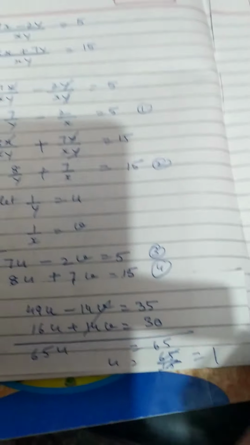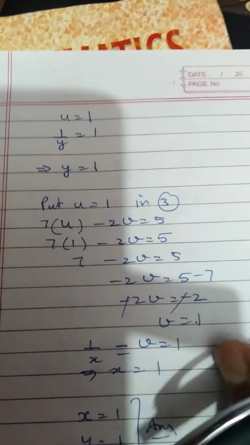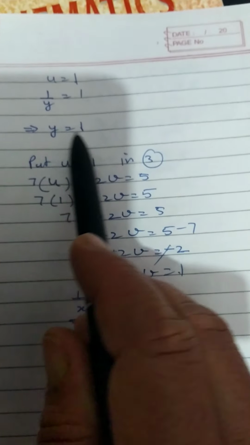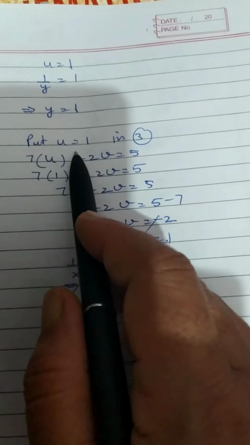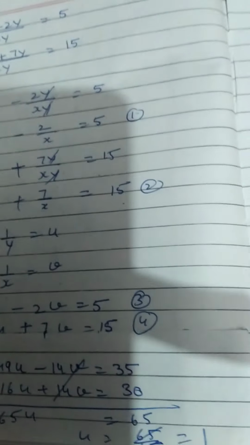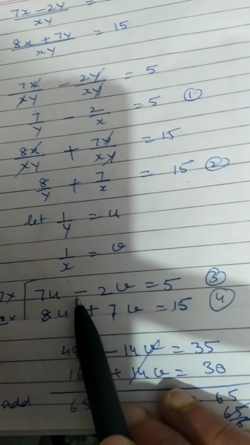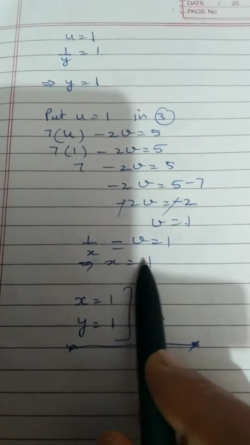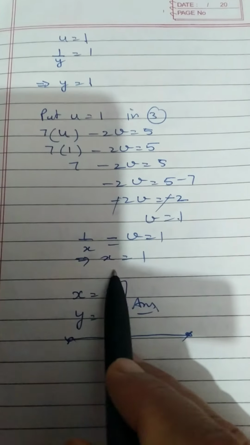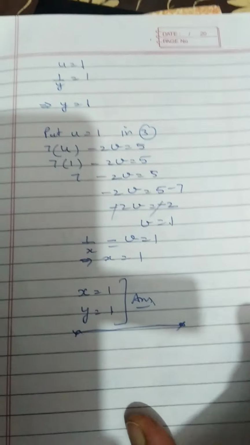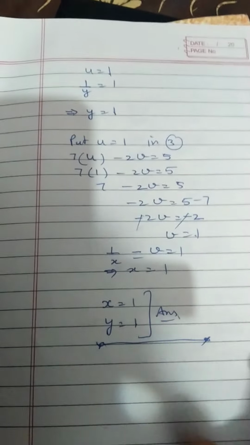We get u is equal to 1 by the elimination method. From here we get y is equal to 1. Put the value of u is equal to 1 in equation number 3. Equation number 3 was this: 7u minus 2v is equal to 5. From here we get the value of v. v was equal to 1 upon x and x is equal to 1. From here we get the answer: x is equal to 1 and y is equal to 1.